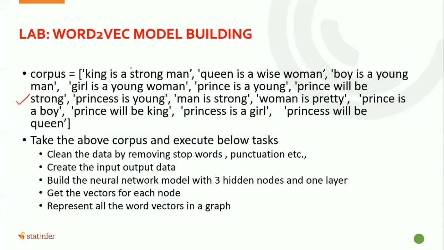Okay. So king is a strong man, queen is a woman, etc. We will take this corpus. We will simply clean this corpus. Very simple cleaning. Words like "is", "a", etc., these stop words we will remove. Some commas, full stops can also be removed. Fairly clean data. We just need to remove the stop words.